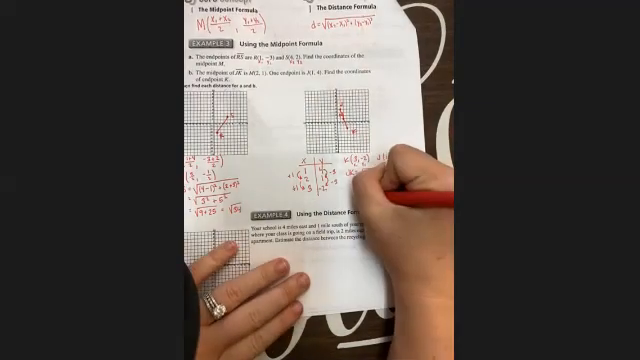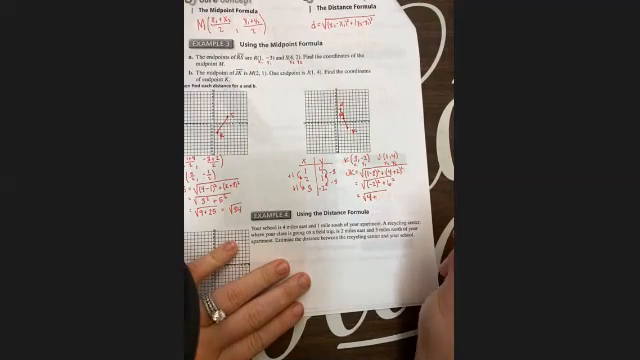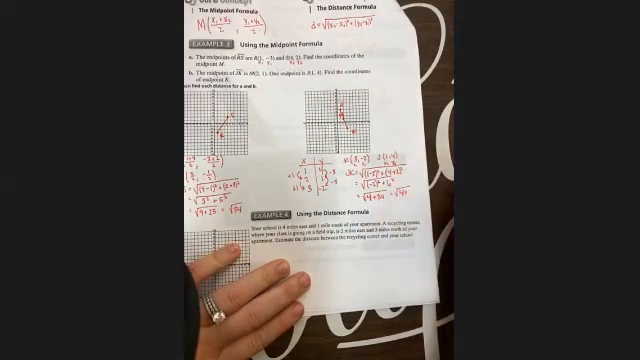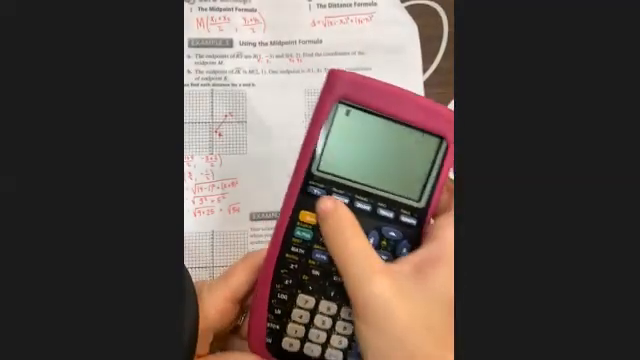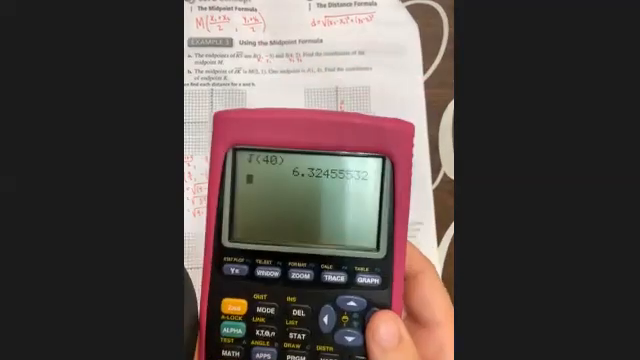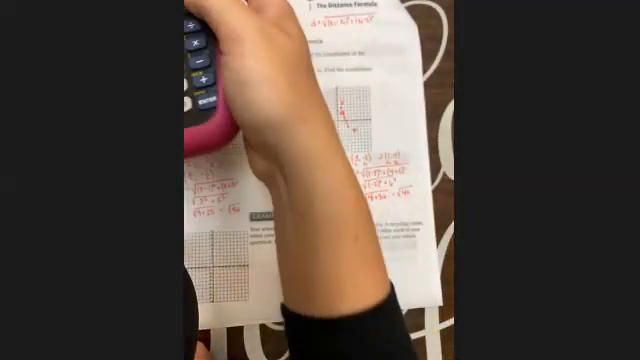So -2 squared is 4. Again, remember distance cannot be negative, so I should not end up with negative numbers in here. And 6 squared is 36. Now if I take 36 plus 4, I get 40. Again, let's get our calculator. If I take the square root of 40, it does not come out nicely. So we're going to leave it just like that for right now.